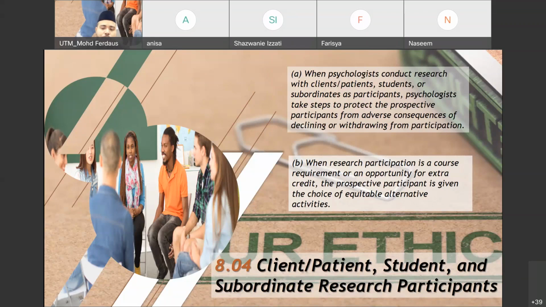Okay, for those who want to answer the survey, you don't have to do the extra assignment or the article review. That's what I meant by the standard 8.04B, the second paragraph.